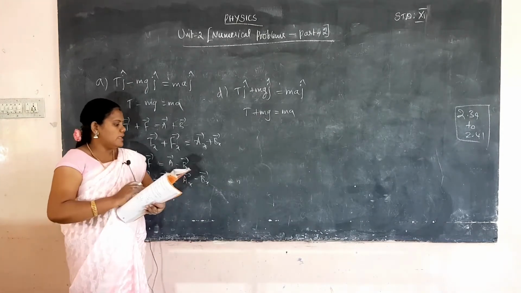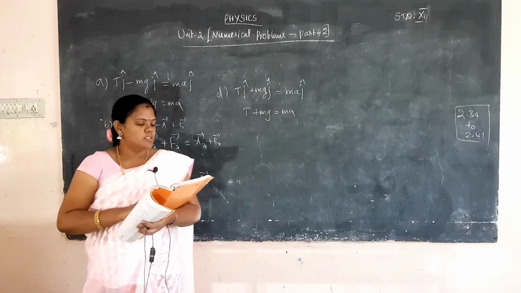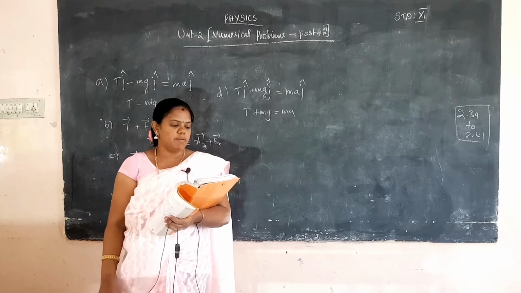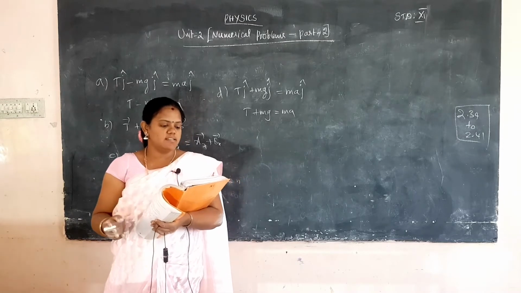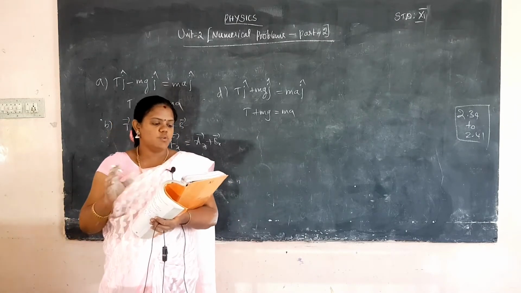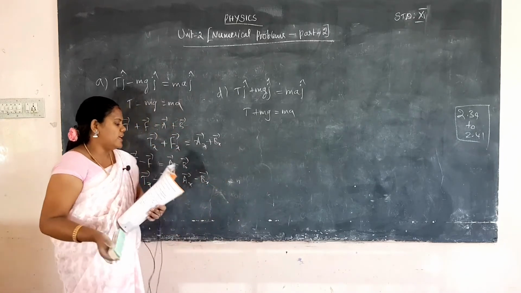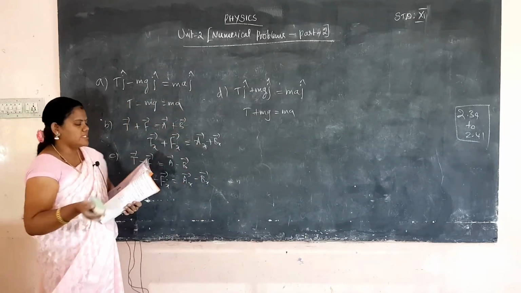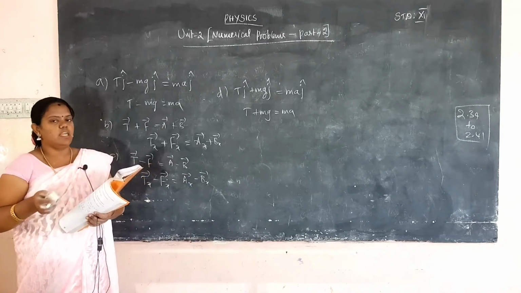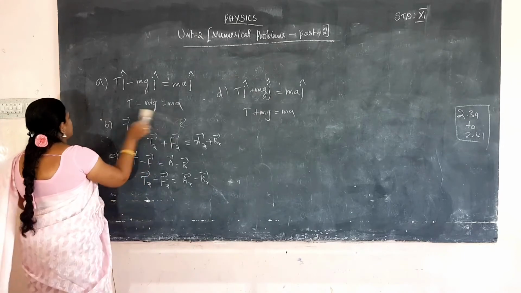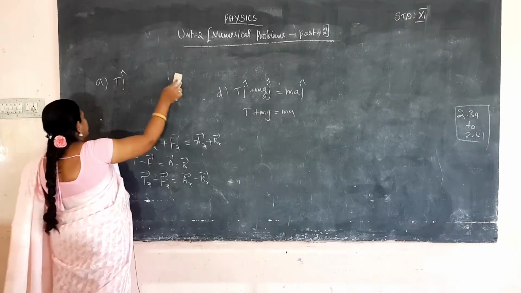Then go for the next problem. Calculate the area of the triangle for which two of its sides are given by the vectors. So the triangle sides will be given, and we easily find out the area of the triangle. How do you calculate the area of the triangle? Sides A and B are given. So first we will find A cross B, and then half into A cross B will be mentioned.